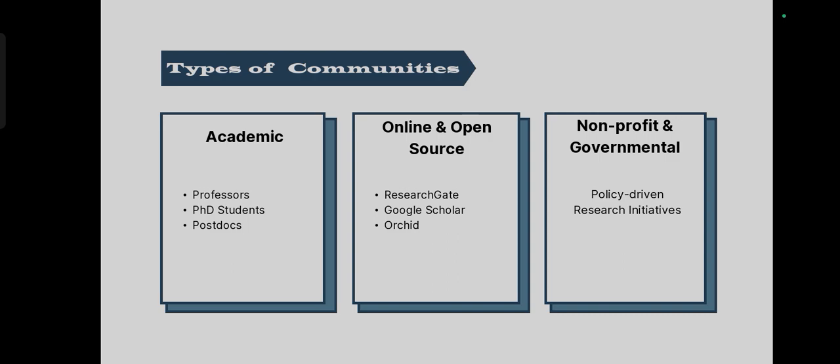To mention some platforms, we can name ResearchGate, Google Scholar, and ORCID. They are very popular right now. And there are policy-driven research initiatives conducted by non-profit and governmental research communities.